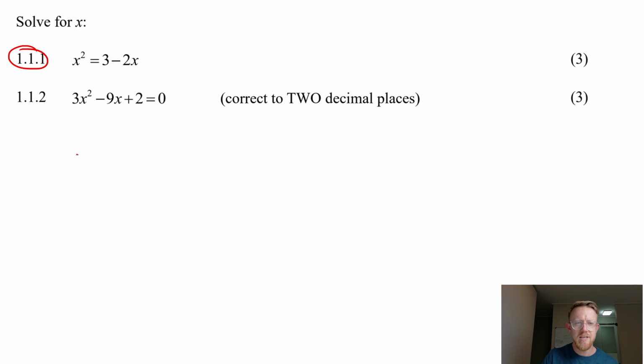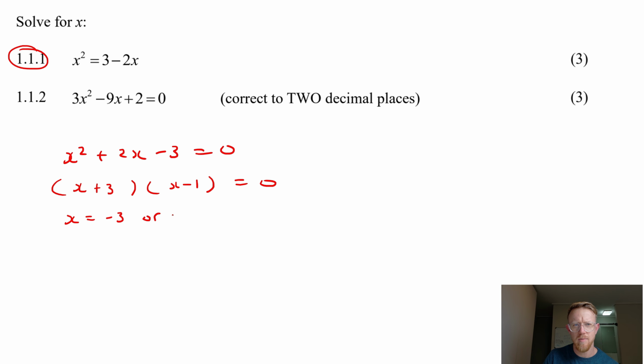Very simple. All you need to do is just take everything to the one side, make the other side equal to 0, factorize, and this should factorize as (x + 3)(x - 1). And so if you had to go and solve this, you would eventually see that x is -3 or x is 1.